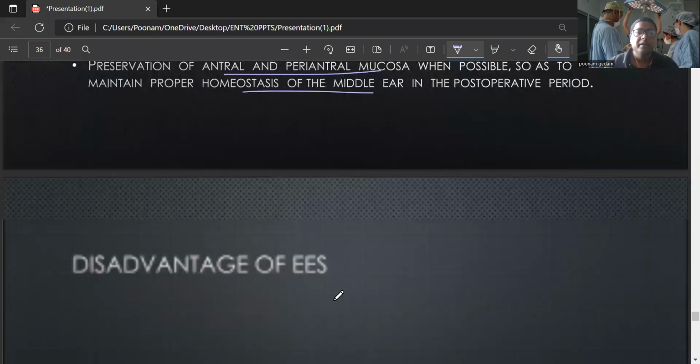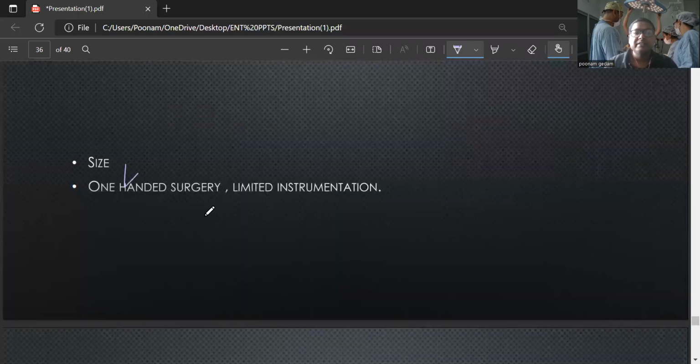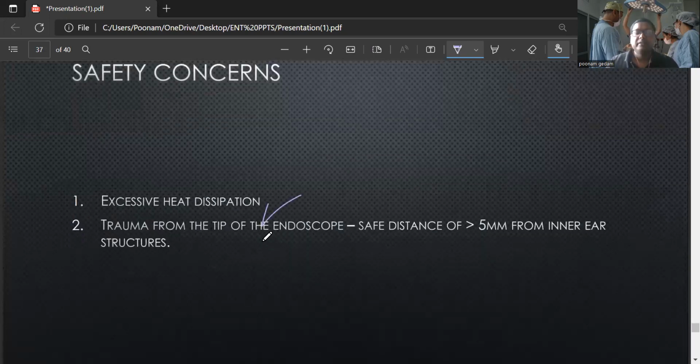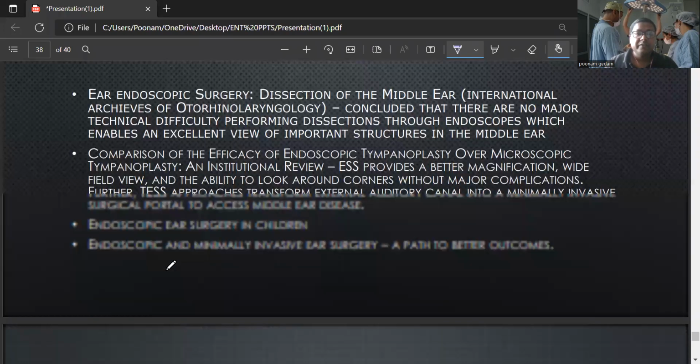So disadvantages of endoscopic ear surgery: one-handed surgery, limited instrumentation. Safety concern: excessive heat dissipation. This is one very important concern. Trauma from the tip of the endoscope, keeping a safe distance of less than 5 mm from the inner ear structures. So these are my selected references.